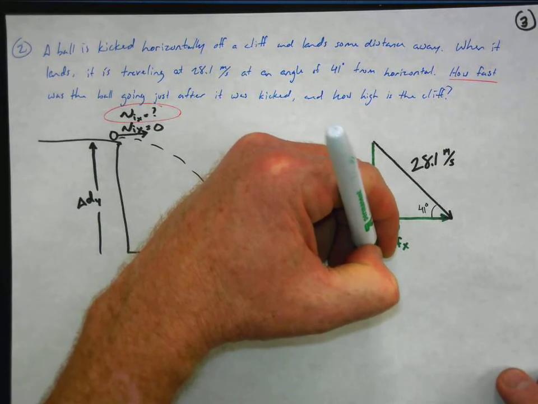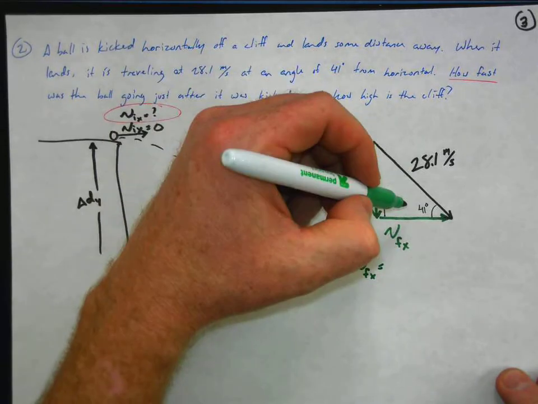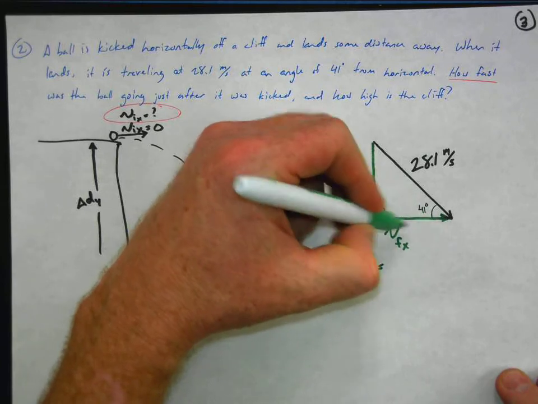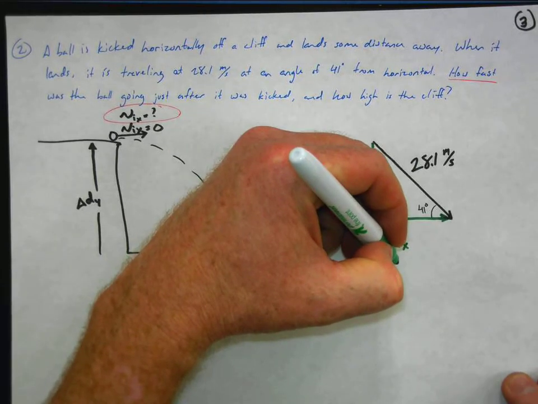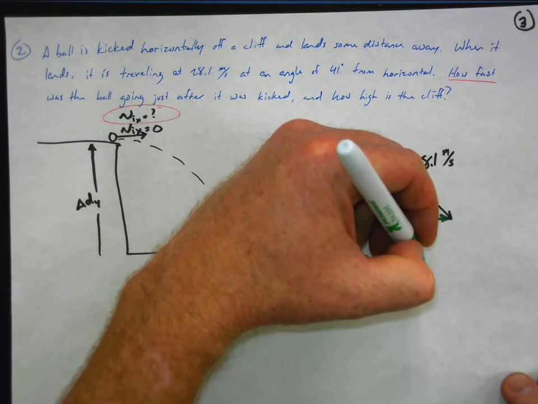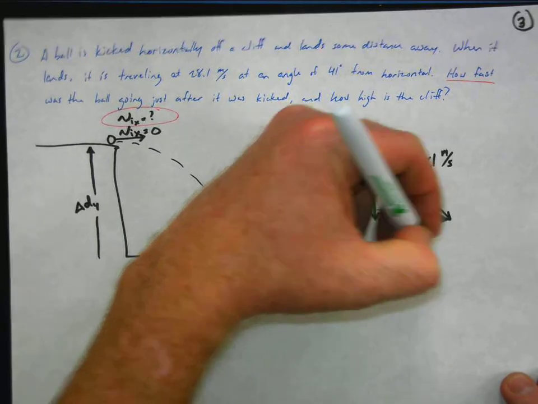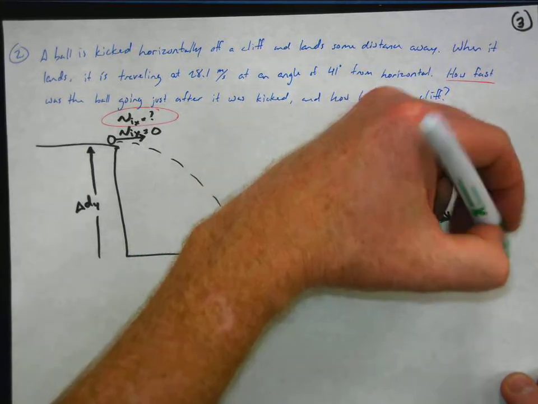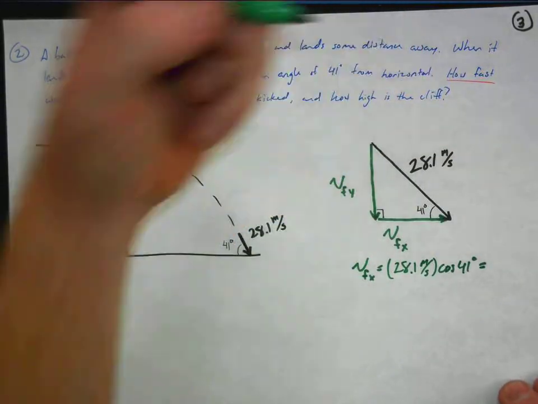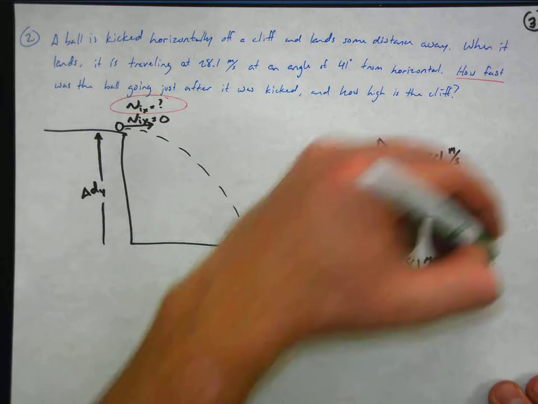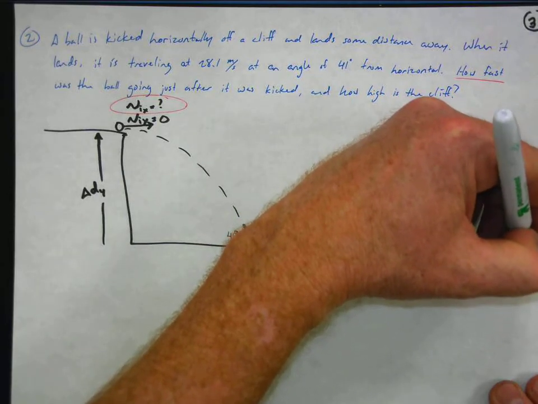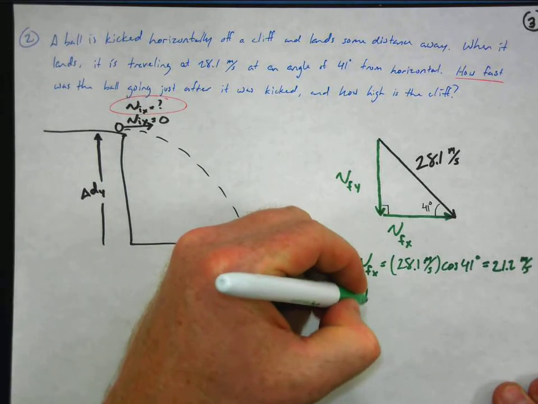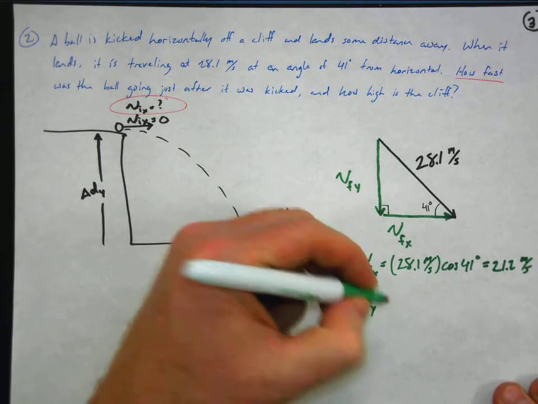The final velocity in the x direction is equal to hypotenuse times cosine of that angle, because this component is adjacent to that angle. So I have 28.1 meters per second times the cosine of 41 degrees. And when I work that math out, that's going to get me 21.2 meters per second.